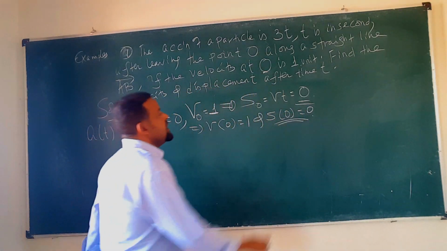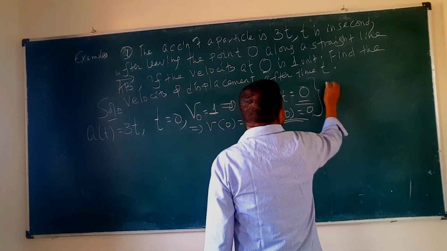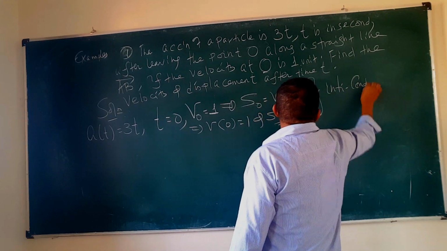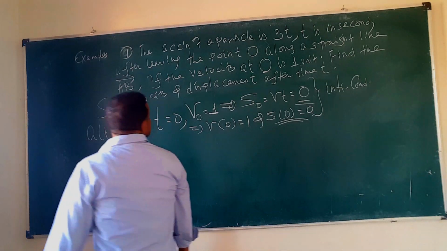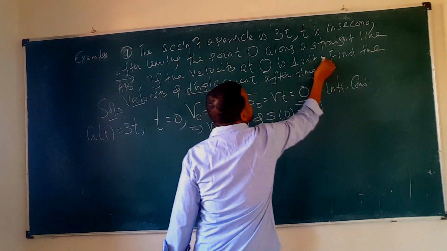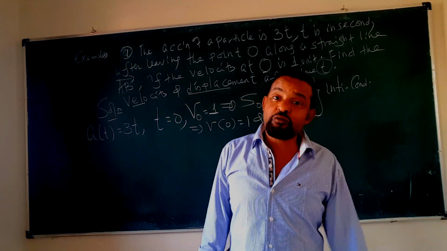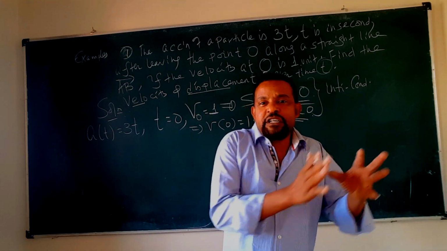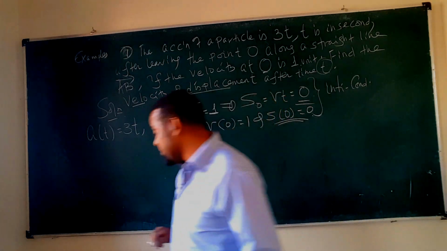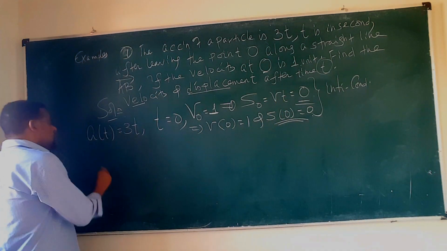These are what you call initial conditions. They are the initial or the starting conditions. Do you understand? So let's go to the problem. Find the velocity and displacement after t. That means you have been asked to find the velocity as a function of time and the displacement as a function of time.